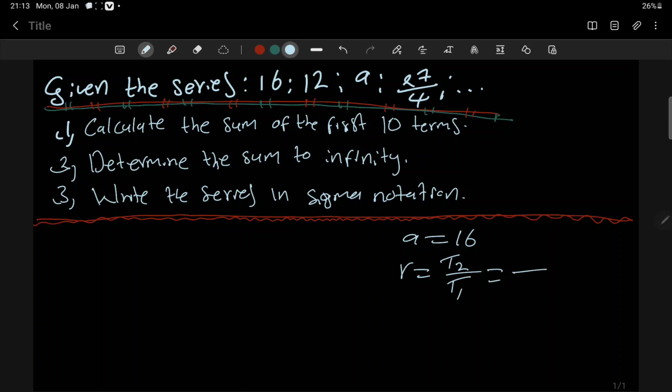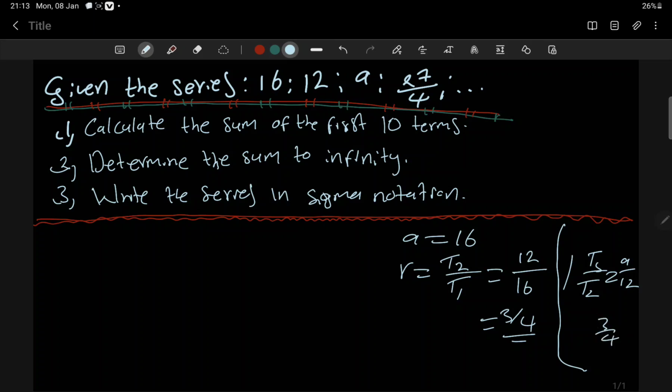And then our term number 2 in this case, that is 12 over 16. And then this is 12 over 16, that is 3 over 4, which is that quarter. You can confirm it by also checking if T3 over T2 will be the same, 9 over 12, that is 3 over 4. Yes, that is our common ratio.